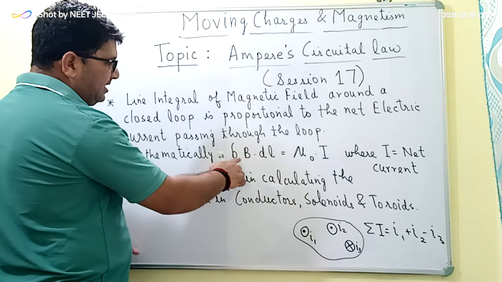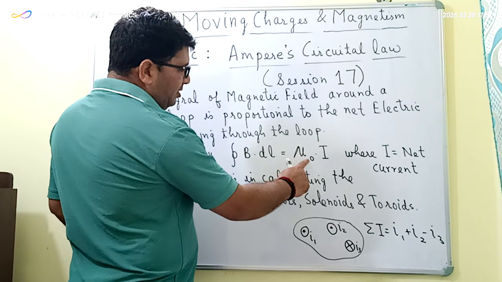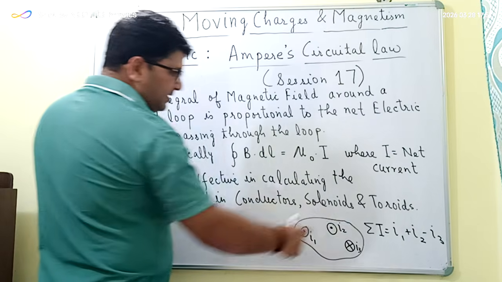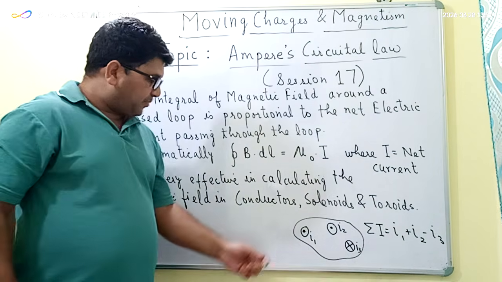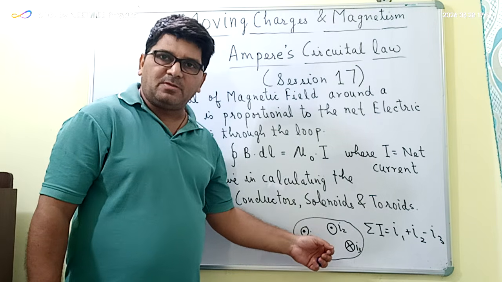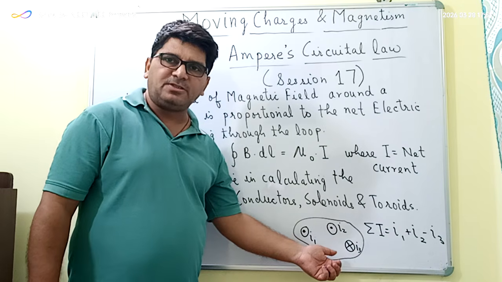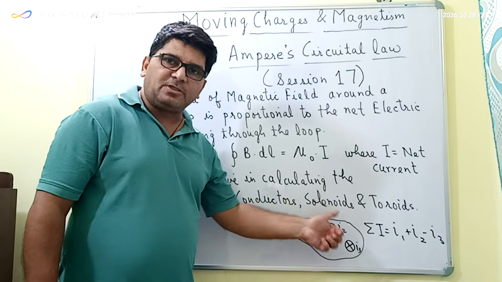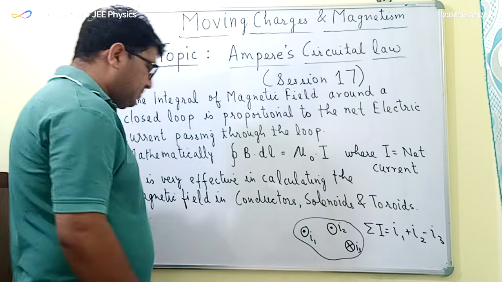equation, that is the line integral of the magnetic field around a closed loop is equal to mu naught times the net current. Now here the net current is equal to I1 plus I2 minus I3. Again, the current which is directed out of the plane is taken as positive, and the current which is directed into the plane is taken as negative. So the net current through this closed loop will be equal to I1 plus I2 minus I3.